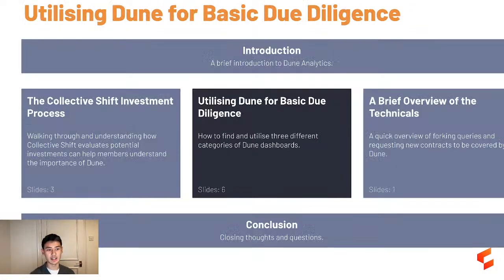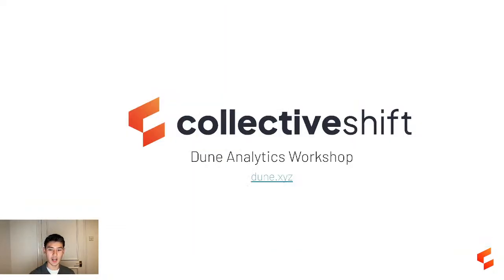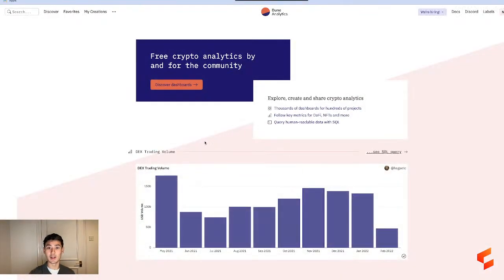So that went through the Collective Shift investment process, outlining how we make investments, and more importantly, setting up the stage to understanding why Dune, how Dune is important, and where that fits in. As I mentioned, it fits into the fundamental analysis area. Before I jump into how we use Dune specifically for fundamental analysis, I do want to quickly jump to the Dune homepage just to give everyone an overview and make sure they're up to speed with what is Dune. So if we jump here, we have the Dune Analytics homepage, which is fantastic.